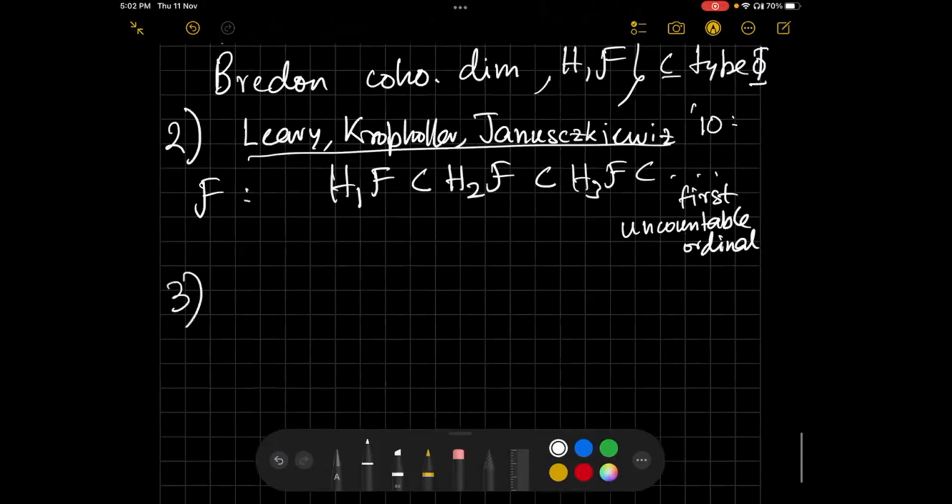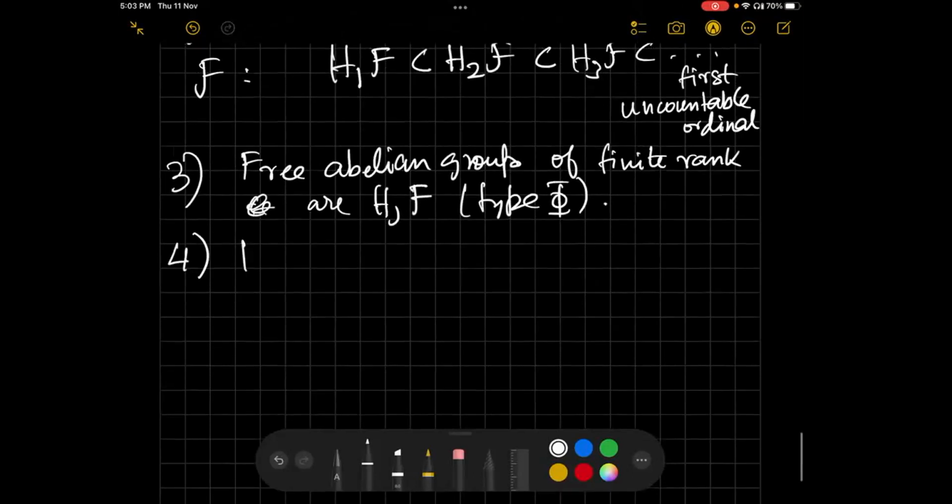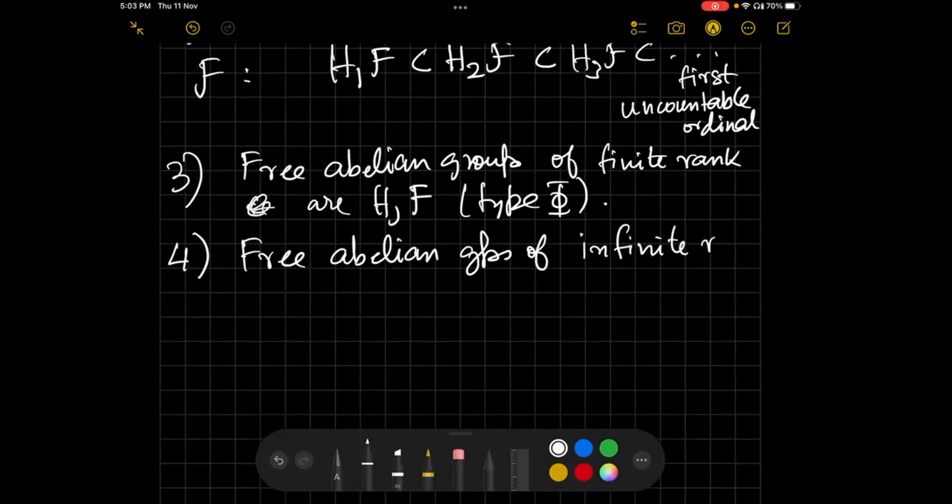And some examples of groups that are in one class but not in the other, well, free abelian groups give us nice examples. So free abelian groups of finite rank are in H1F. So of course they're also type phi. But free abelian groups of infinite rank are not of type phi. It's easy to show. Not of type phi, but they can be in the hierarchy.